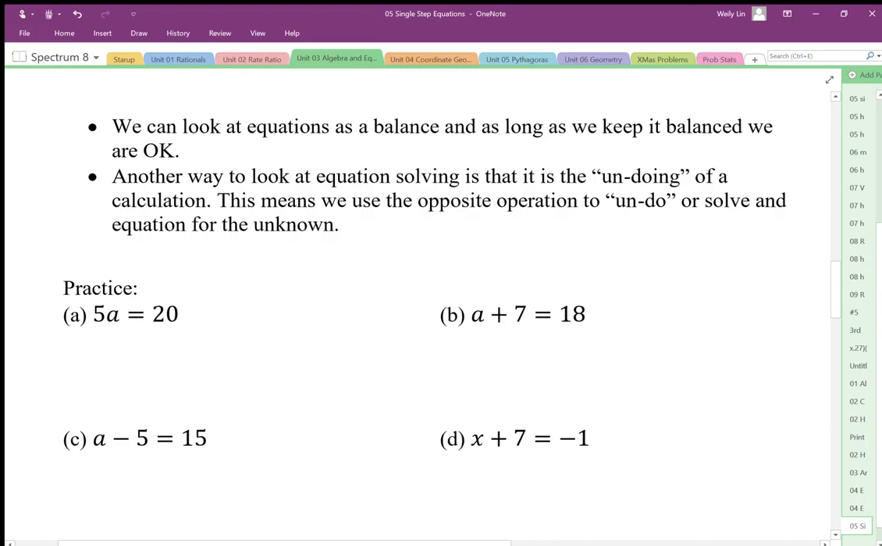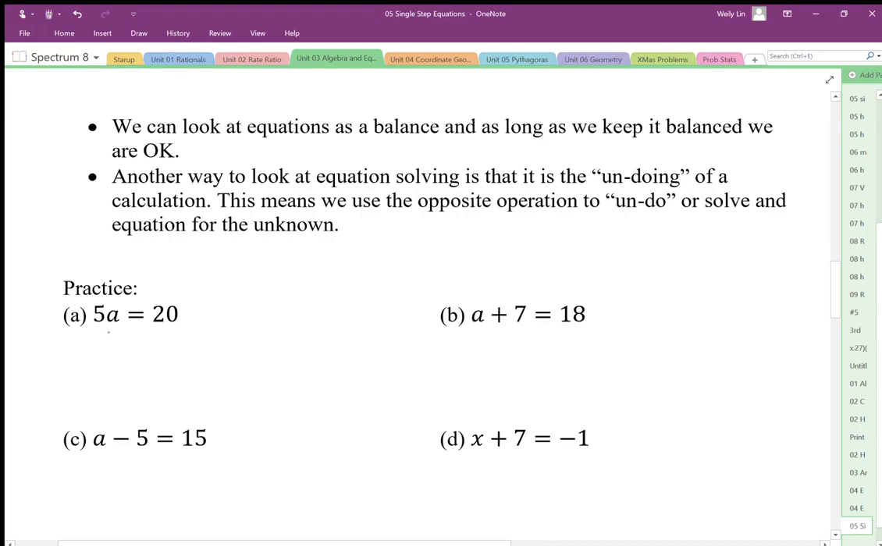So another way of looking at equation solving is undoing the calculation, and we want to undo it by using the opposite operation. We undo plus with minus. We undo times with divide. We undo square roots with squares. Okay, as long as we can undo that operation, we can solve an equation.